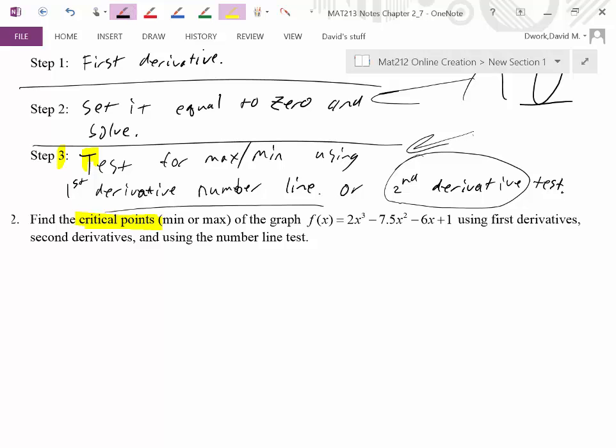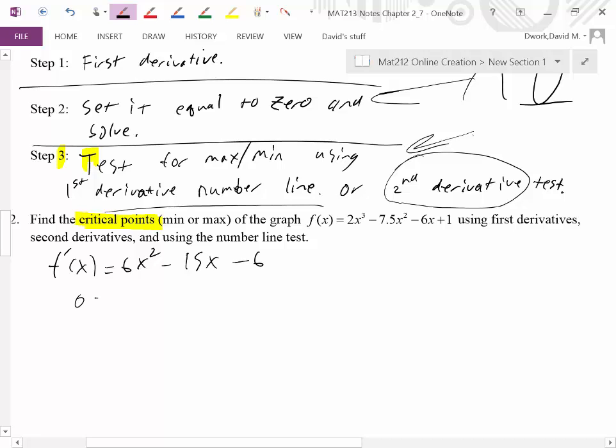Okay, now hopefully you've tried the problem. So let's see if you followed your steps. Step 1, take your first derivative. That is f prime. Okay, first derivative. What are we left with here? That would be 6x squared minus 7.5 times 2, so that's 15x minus 6.